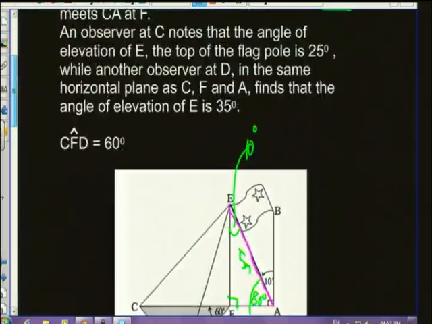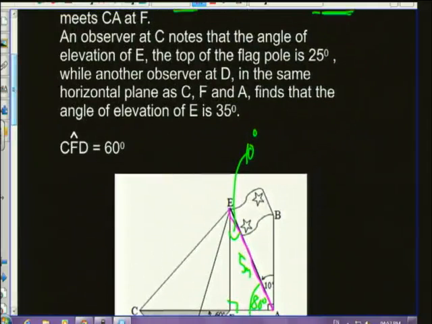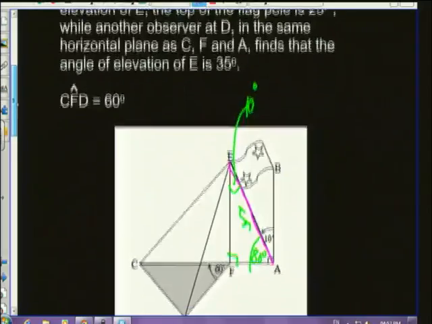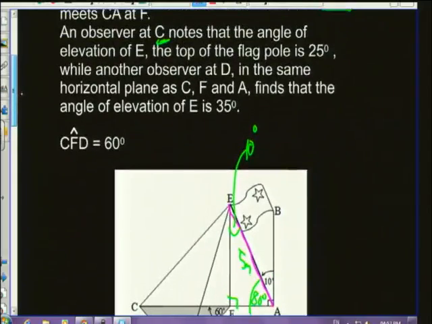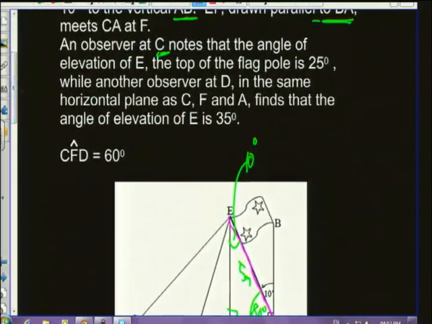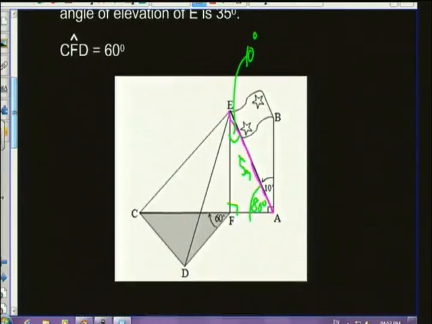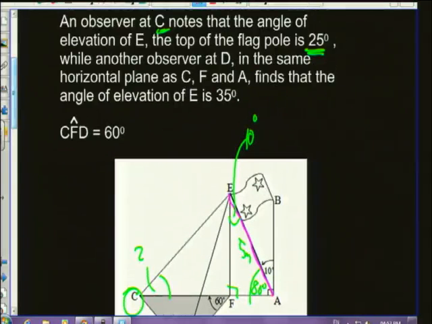Now let's proceed. An observer at C notes that the angle of elevation of E, the top of the flagpole, is 25 degrees. So this guy is standing here and he's looking up there. So the angle of elevation will be your 25 degrees. So you've got 25 degrees there.